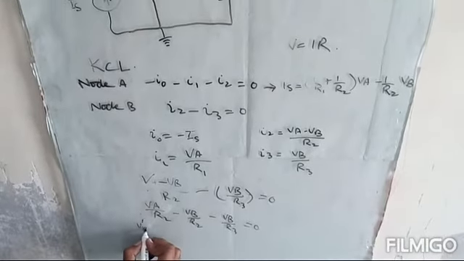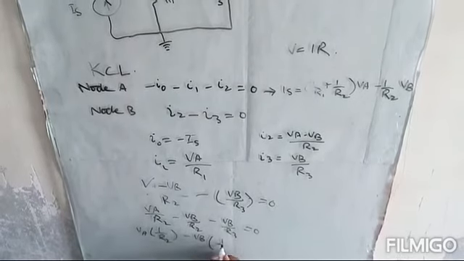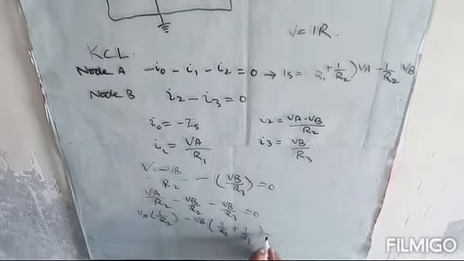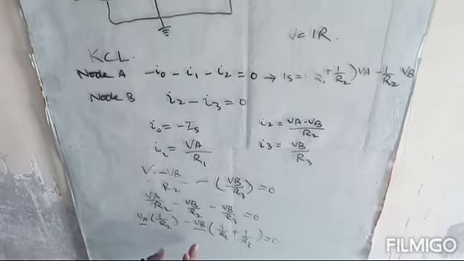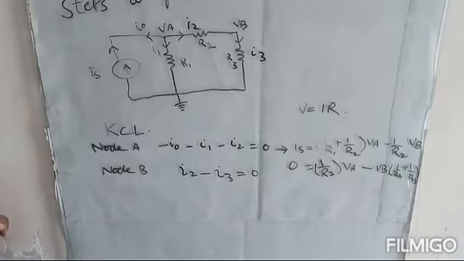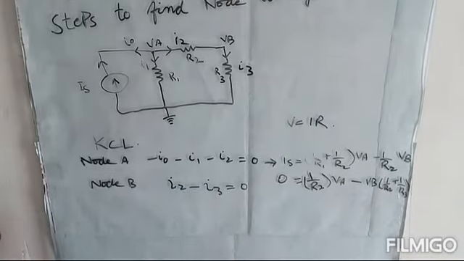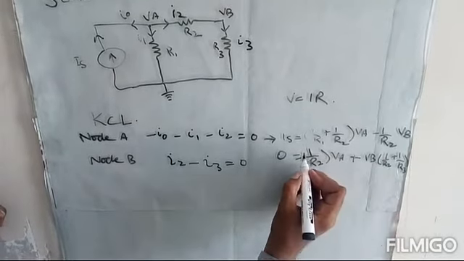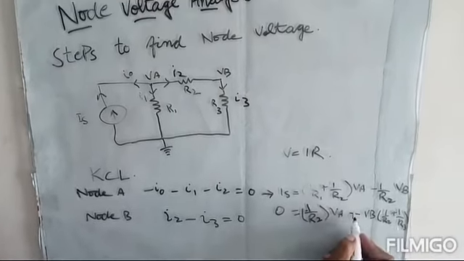So VA into 1 over R2, minus VB can be taken common, 1 over R2 plus 1 over R3, and it is equal to 0. So this equation is also converted into the form of VA and VB. So these are the two equations that have the unknowns VA and VB. This VB is in minus, we can convert it into positive by multiplying the equation by minus 1. So it will become minus 1 over R2 VA and this will become positive.